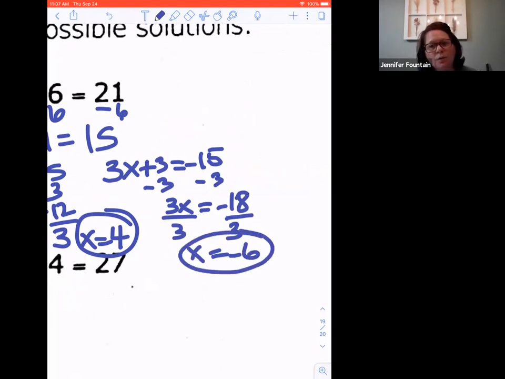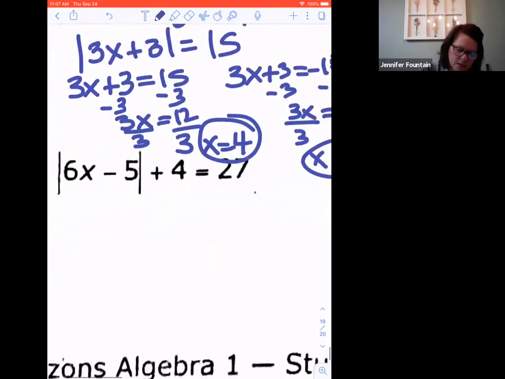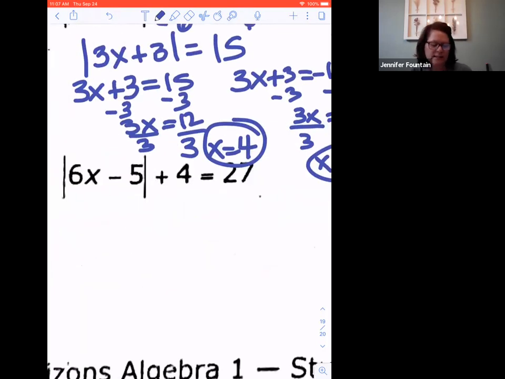How'd you do? Did you do okay? Do you remember each step? Do all your calculations correct? Good deal. Let's do the one underneath it. Go ahead and work the absolute value of 6x minus 5 plus 4 equals 27. Go ahead and work that one.